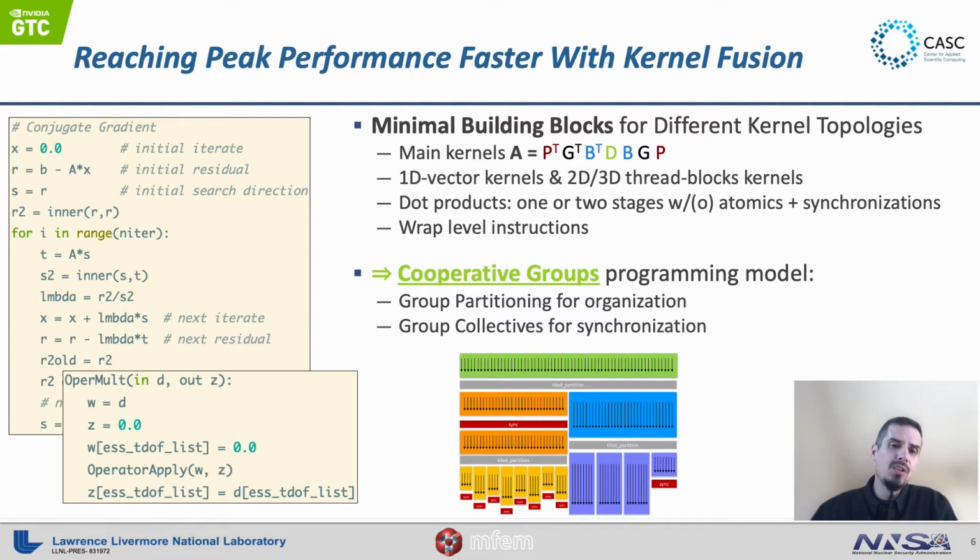And we also need specific warp-level instructions for the dot products, as well as a way to synchronize all these different algorithmic parts. One natural way on NVIDIA GPUs is, of course, to use the cooperative groups abstractions or programming model. We will use the group partitioning for organization, and we will use the group collectives for synchronizations.